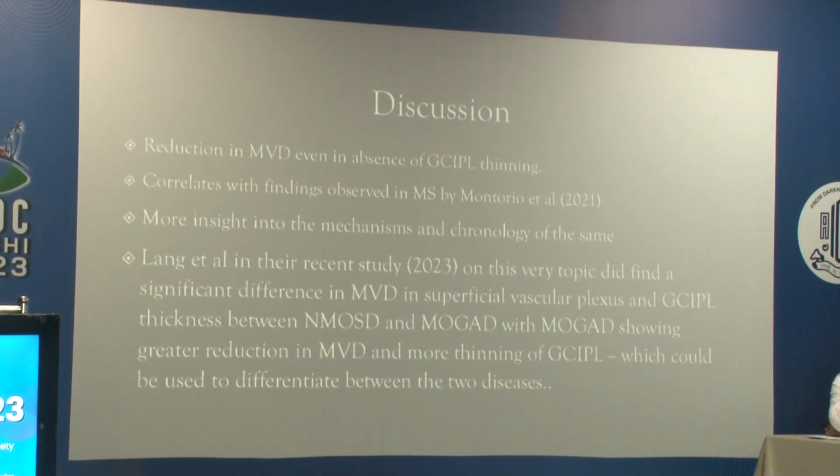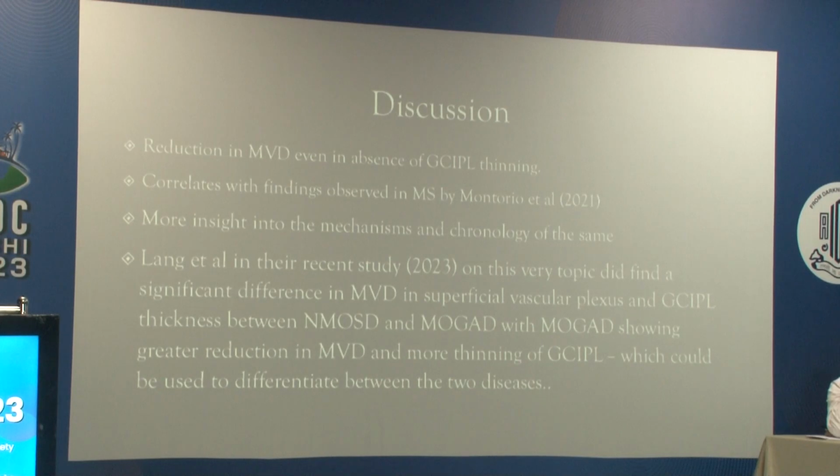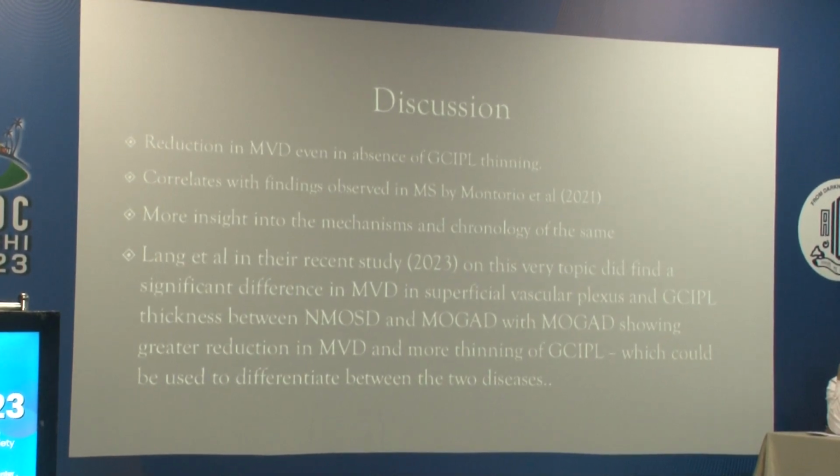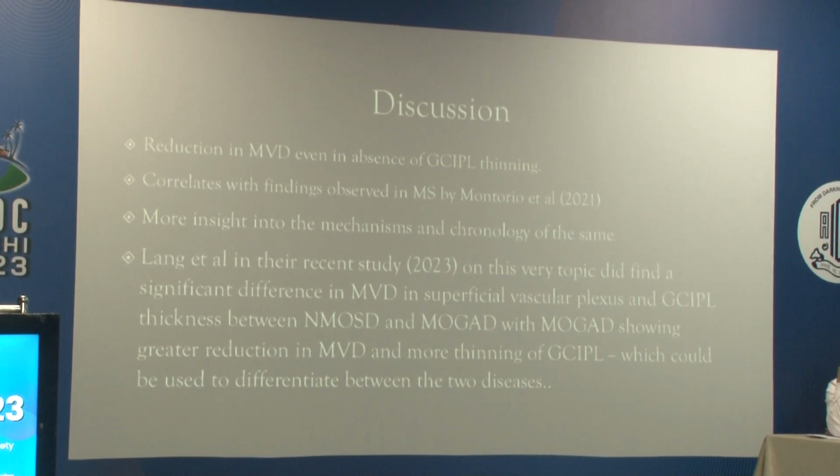So what do we learn from this? That reduction in macular vascular density is occurring even in the absence of GC-IPL thinning. And this correlates with the findings that have already been observed in multiple sclerosis by Montorio et al. in 2021, where they saw a progressive decrease in macular vascular density even in the absence of thinning. We need more insight into the mechanisms and chronology of these events. Lang et al. have published a study recently on this very topic comparing NMOSD and MOGAD, and they did actually find a significant difference in GC-IPL and MVD, which could be used to differentiate between these two diseases.